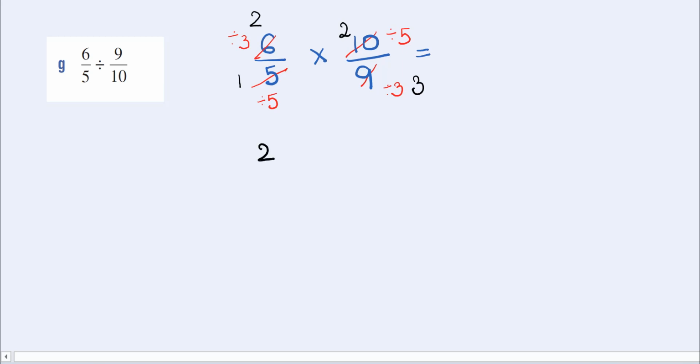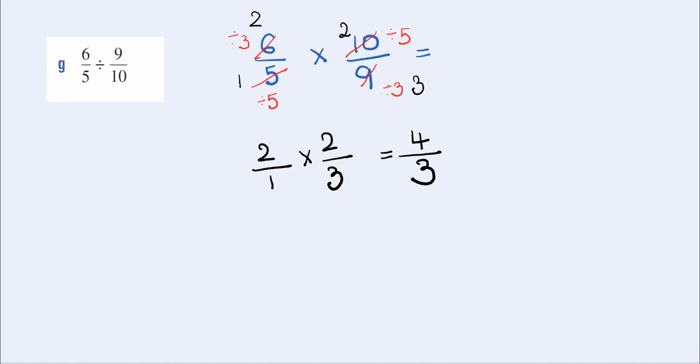So now if I put those fractions together, you've got 2/1, and I am multiplying that fraction by 2/3. Now these two are in the simplest form, so I can carry out my multiplication. So 2 times 2 is 4, and 3 times 1 will give me an answer of 3.